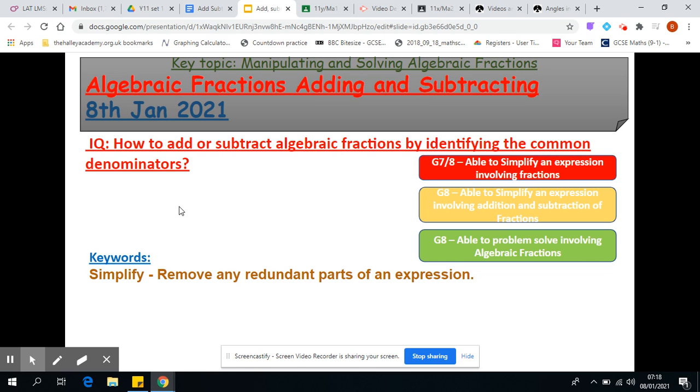Hello everyone. In this lesson, we're going to explore how to add or subtract algebraic fractions by identifying the common denominators. In the previous lesson, we focused on simplifying algebraic fractions. Now we're going to add or subtract them.